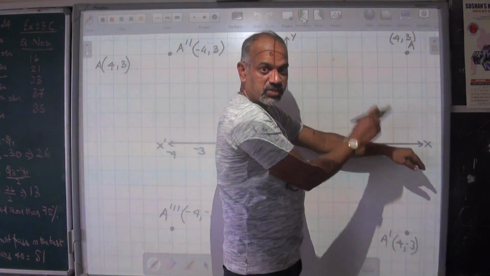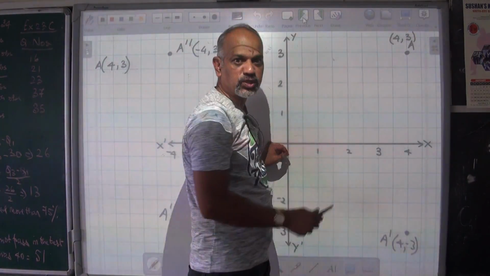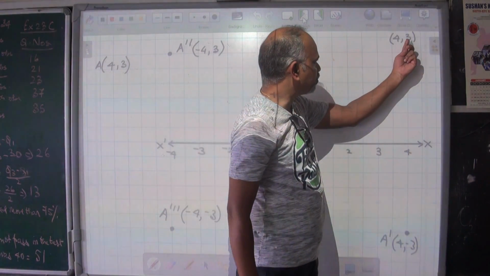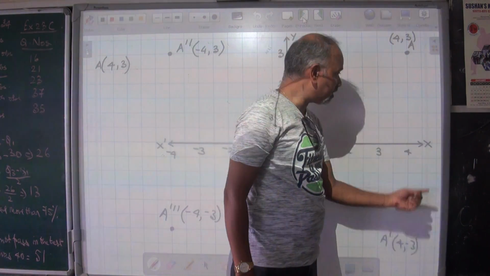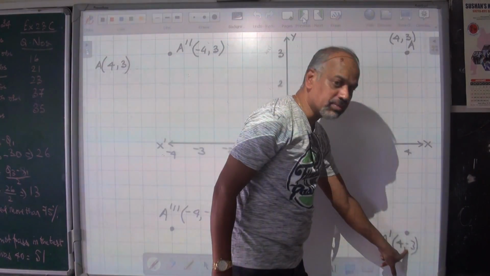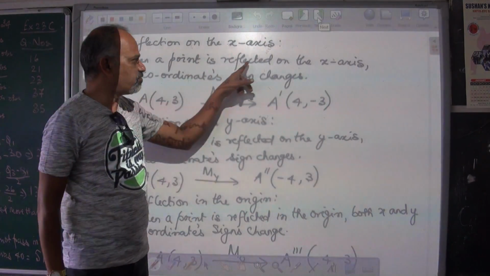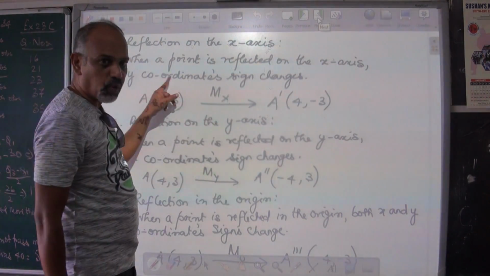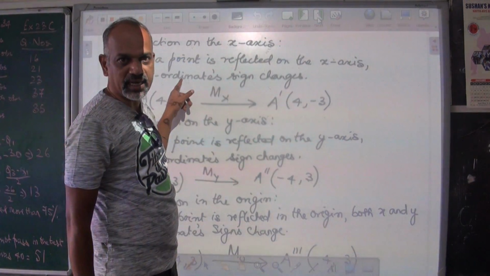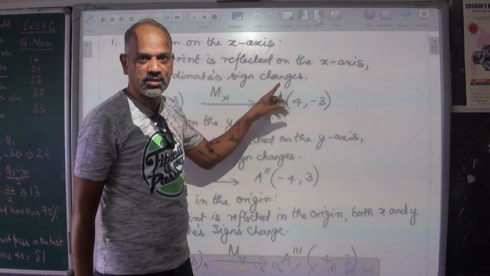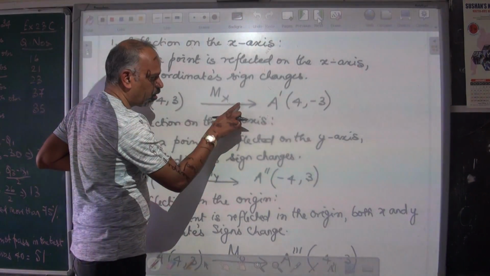Now see the change. What has changed? 4 remains the same, which means the x coordinate sign has not changed. But look at the y coordinate. 3 has become -3. The 3 is the same, only the sign has changed. This is +3, this has become -3. So it says when a point is reflected on the x-axis, the y coordinate sign changes. You are doing the reflection on the x-axis, so the x coordinate sign doesn't change, but the y coordinate sign changes. So A's coordinates were 4, 3 when it is reflected on the x-axis.